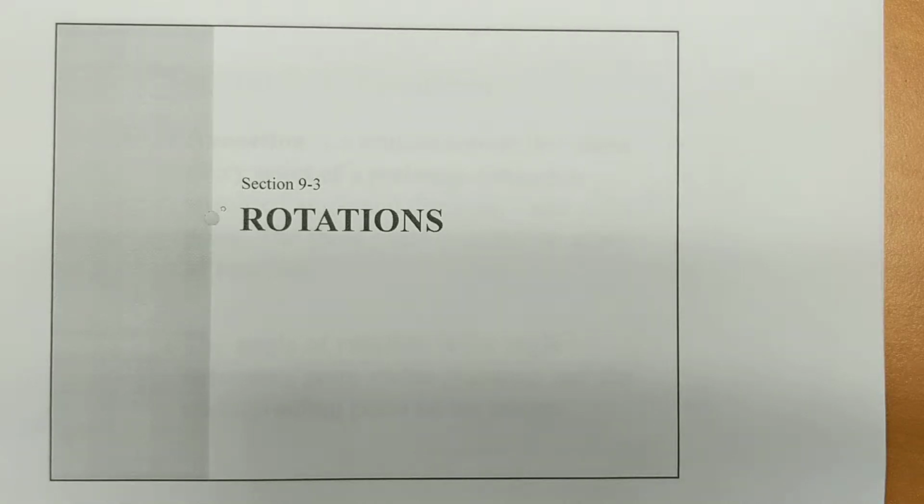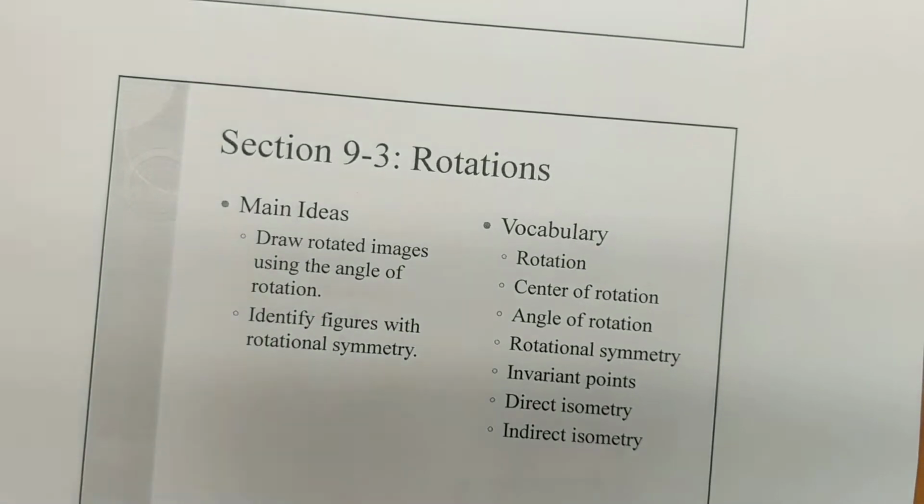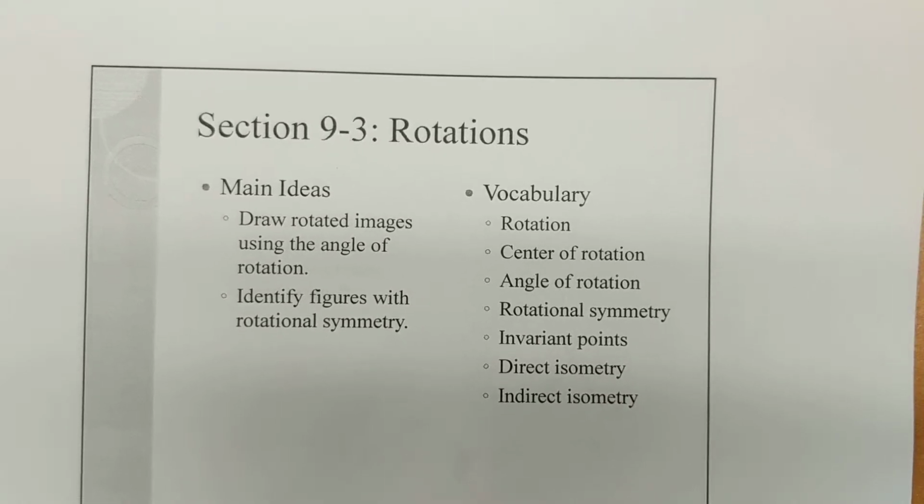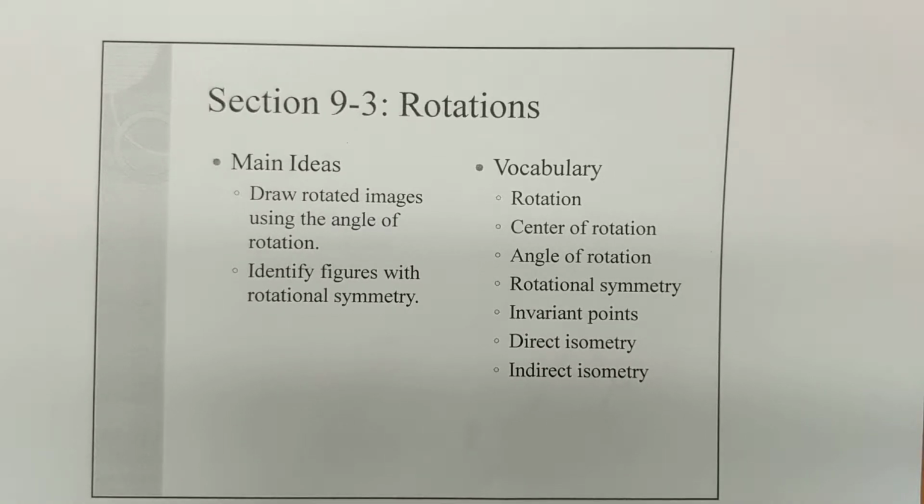All right, here we have section 9.3, which deals with rotations. So there's our main ideas: draw rotated images using the angle of rotation, and then to identify figures with rotational symmetry. Then our vocab over there: rotation, center of rotation, angle of rotation, rotational symmetry, invariant points, direct isometry, and indirect isometry. So lots of fun words.